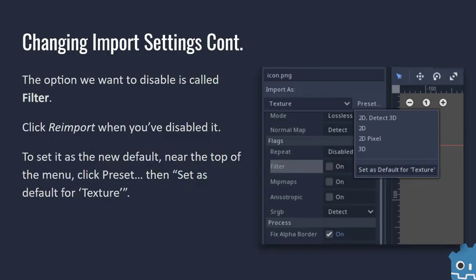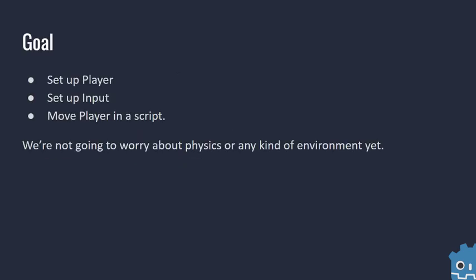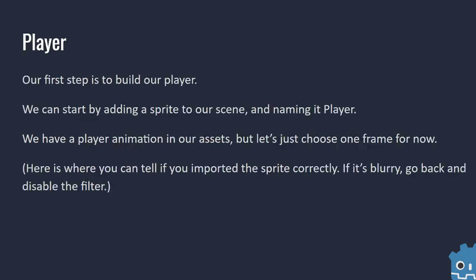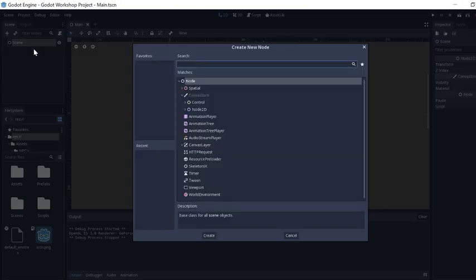Okay, so we're going to set up our player script with some input so we can move the player using a script. And right now we're not going to worry about physics, we just want to get some basic movement in. So we're going to start by adding our sprite, or adding a sprite.